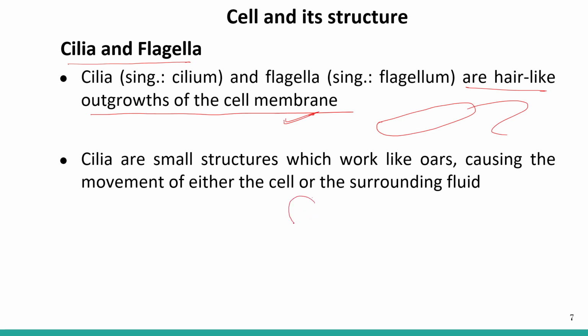If we see the slipper animalcule, that is paramecium, we see that its surface has cilia. All over its surface are small hair-like structures that are called cilia. They help in locomotion.